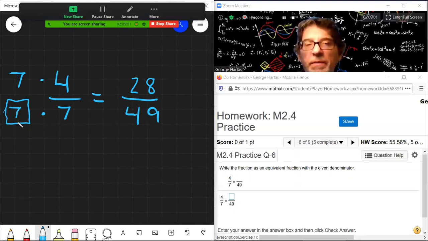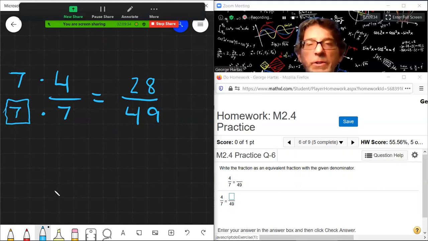Because that is 7, this has to be 7. Because this is multiplication, this has to be multiplication. Whatever you do to the bottom, you do to the top to keep the same ratio. All you got to do then to figure out what this number is, is multiply 7 times 4, which is 28. And there it is. So 28 over 49 is equivalent to 4 over 7.